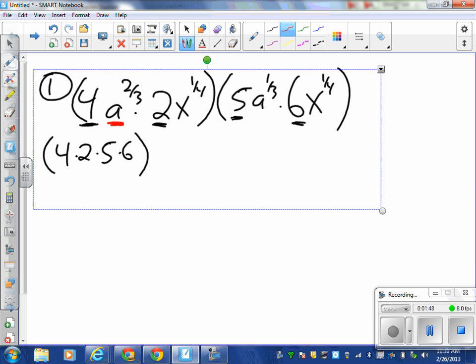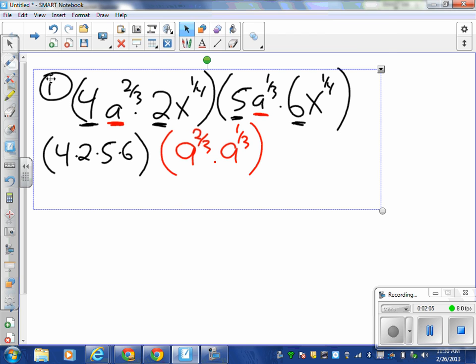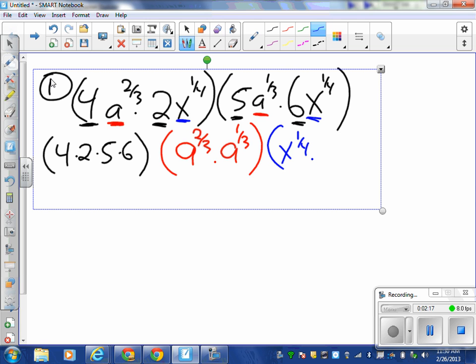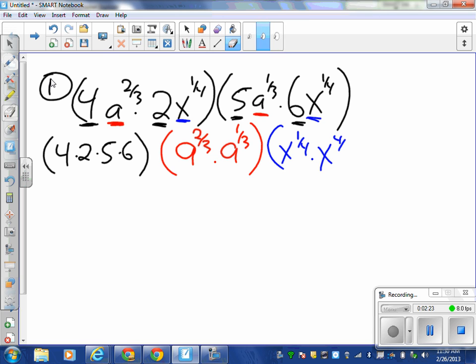The other like term is we have an A and we have an A, so we want to group those together: A to the third power and A to the 1/3 power. My other like terms are my x's. I'm going to put those together. So my first x is x to the 1/4, and then we have another x to the 1/4.